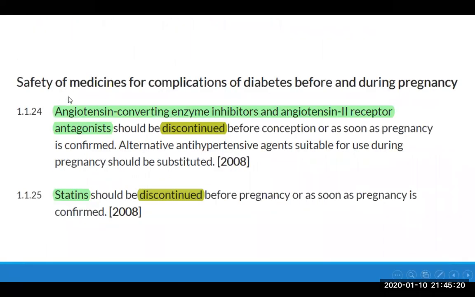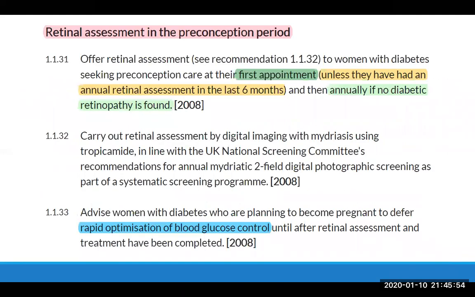Of course, ACE inhibitors and ARBs must be stopped in any female planning for conception, and if not stopped, they must be stopped once a pregnancy test is positive. The same for statins. Statins should be discontinued before pregnancy or as soon as pregnancy is confirmed. This is for ACE inhibitors and ARBs, and of course, if the patient is already on them, we must replace them with another alternative antihypertensive drug to control the blood pressure. This is very important, and we must remember the numbers.